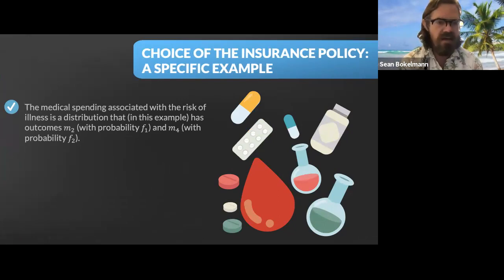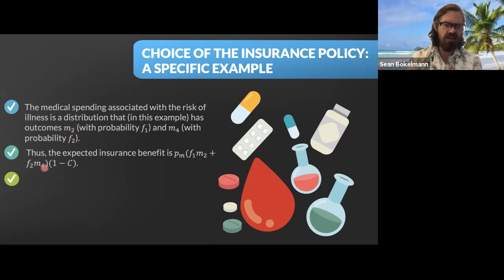All right, so let's think about the medical spending associated with the risks of illness. It's going to be distributed according to the probabilities that the illnesses are distributed by. So in this example, we have outcome M2, because again, we're assuming that there's insurance. When there's insurance with illness 1, the consumer chooses M2. And when that's illness 2, they choose M4. So we can multiply these outcomes by their probabilities of the illnesses and get a medical spending associated with that.